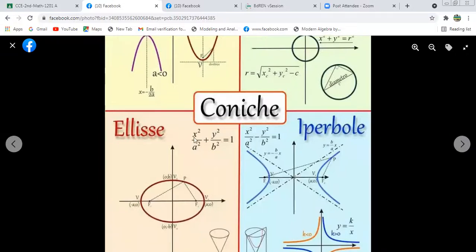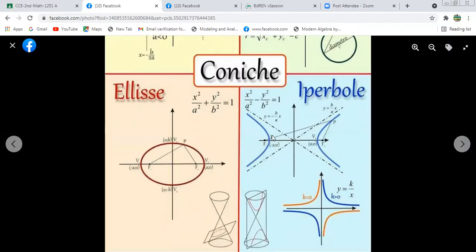And this is the standard form of ellipse: x square by a square plus y square by b square equals to 1. And this is the standard form of hyperbola: x square by a square minus y square by b square equals to 1. This is the geometrical figure, and it has a big axis and a small axis. This is the y axis, and this is along the x axis.